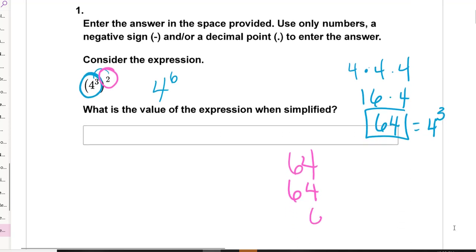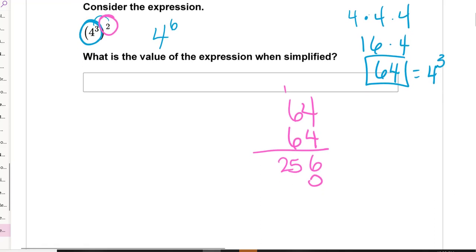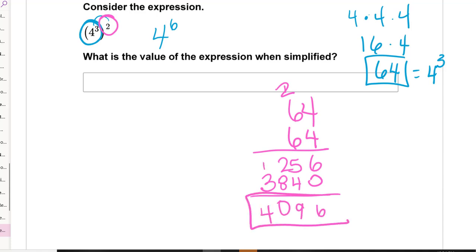4 times 4 is 16. Carry 1. 4 times 6 is 24. This is 25. Put your placeholder 0. 6 times 4 is 24. 6 times 6 is 36 plus 2 is 38. Add. 4,096 is the value of 4 to the 3rd to the 2nd power. And that's what you would enter there.